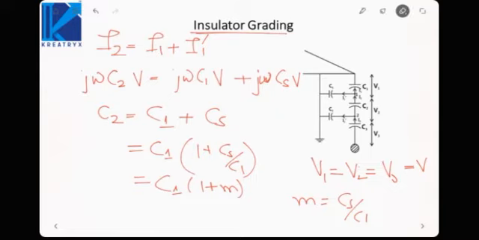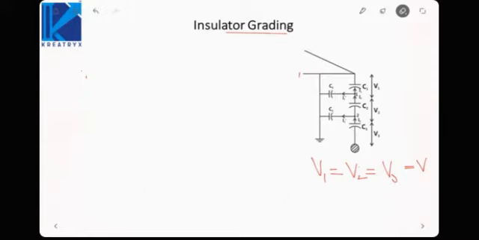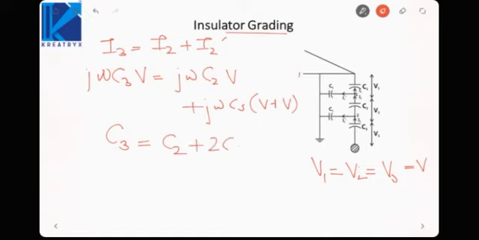And if we apply KCL at the other node, I3 will be equal to I2 plus I2 dash. I3 will be equal to j omega C3 V, I2 will be j omega C2 V, and I2 dash will be j omega Cs into V plus V. So C3 will be equal to C2 plus 2Cs, or we can say C1 plus 3Cs. Okay, and C2 is equal to C1 plus Cs.